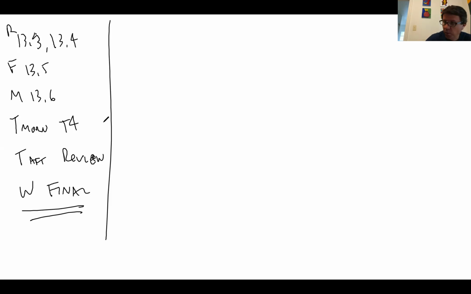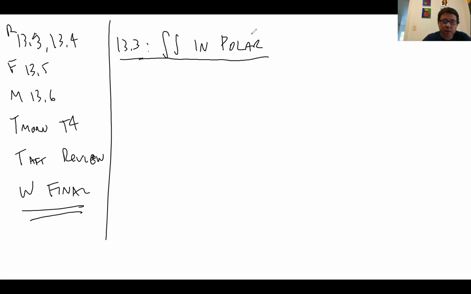All right, so with that in mind, 13.3 is really just a follow-on for 13.2, but it's just another way of doing these volume calculations. So it's double integrals in polar coordinates. It may look ugly to begin with, and plotting these things in polar can be tough, so practice up on that as well.